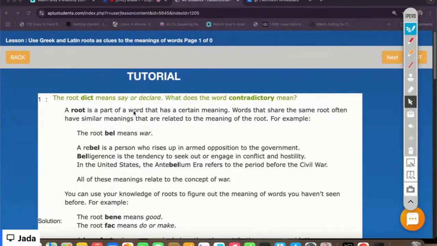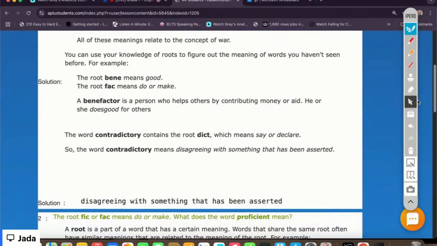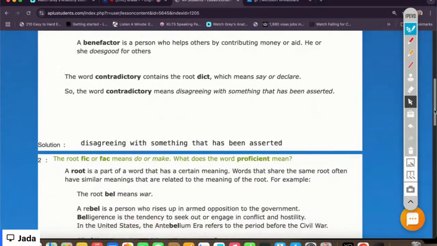Okay, let's see some examples. The root dict means to say or declare. What does the word contradictory mean? The word contradictory contains the root dict, which means say or declare. So the word contradictory means disagreeing with something that has been asserted. So you can see the root there.